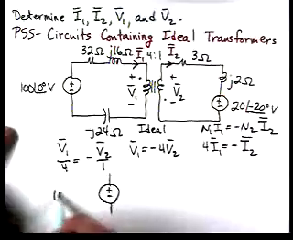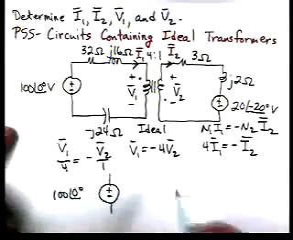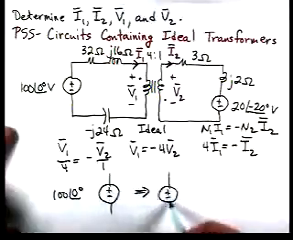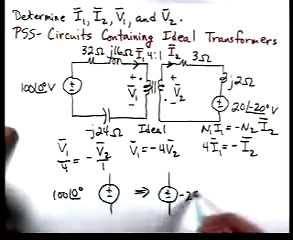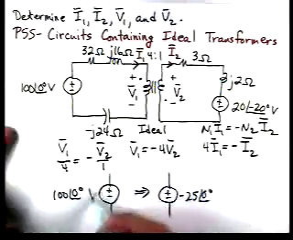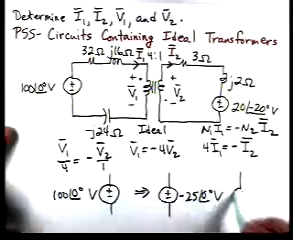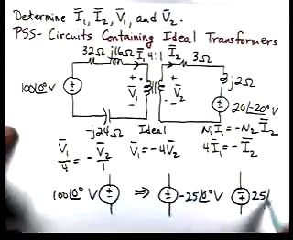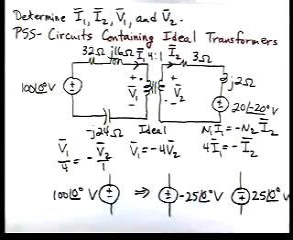Now when we go through the transformer, because of this minus sign, we have a voltage source that's 100 at an angle of 0, and when we go through that transformer it's going to become minus 25 at an angle of 0. I'm going to turn that voltage source upside down and write it as that. Now if you remember, we reflect the impedances by the turns ratio squared.